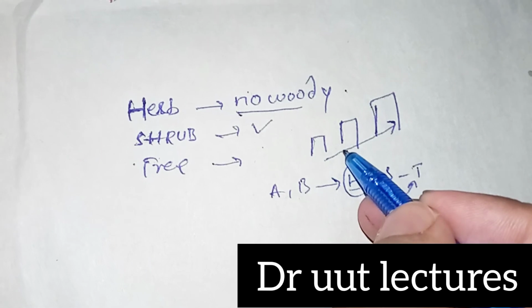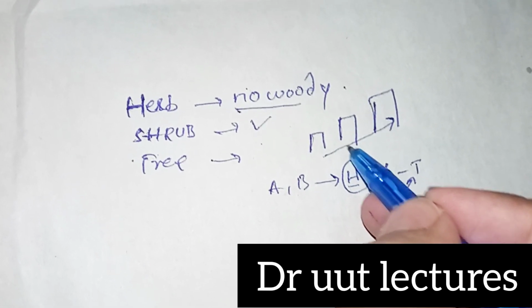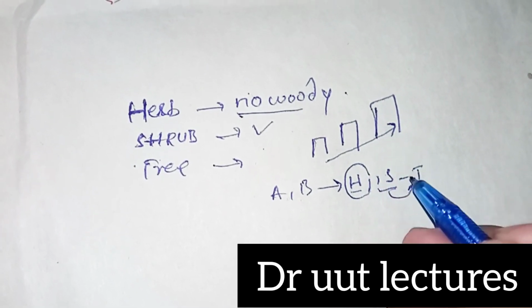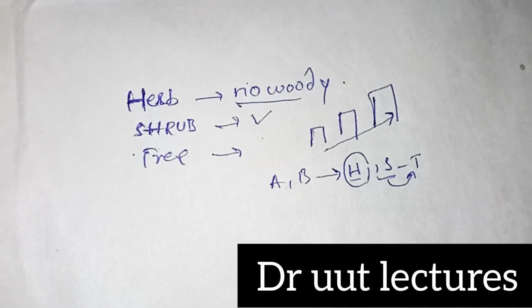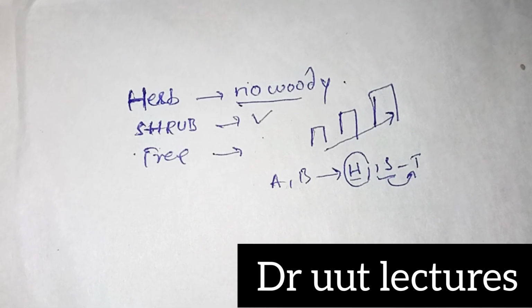Smaller size is of the herb, a little bit larger is of the shrub, and even larger is of the tree. So this is the combination of the herb, shrub, and tree, and the concept that I just told you guys. I hope you got it.